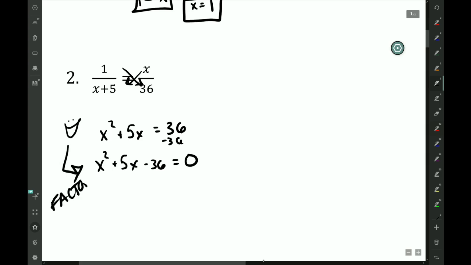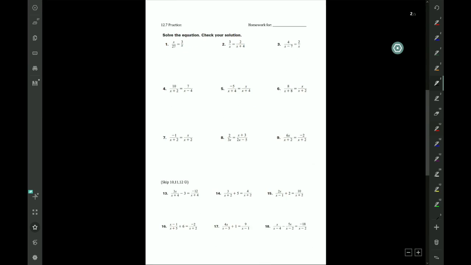You're going to need to factor this. Oh my goodness, factors of negative 36 that add to 5. I'm thinking 9 and negative 4. All right, Dvorsky, that'll get you there.